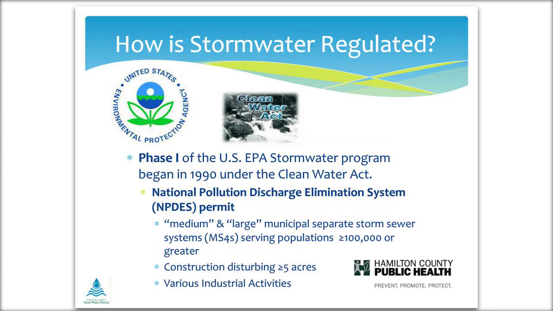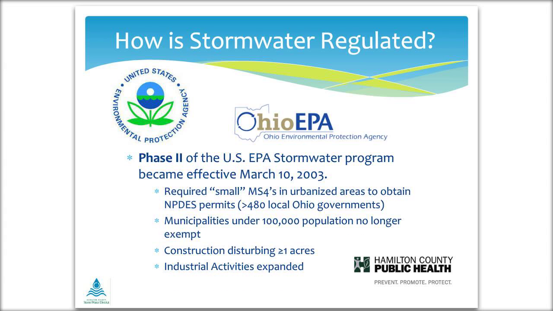Going back to the previous slide, in the 90s is when that started, and they started in large communities. We came into the Cincinnati area March 10, 2003, the Phase Two of the stormwater permit is when we came into the stormwater world for being permitted. All of our communities here in Hamilton County now have a stormwater permit. So if you're a village, a city, or a township, your local government actually has a stormwater permit to fulfill the requirements.